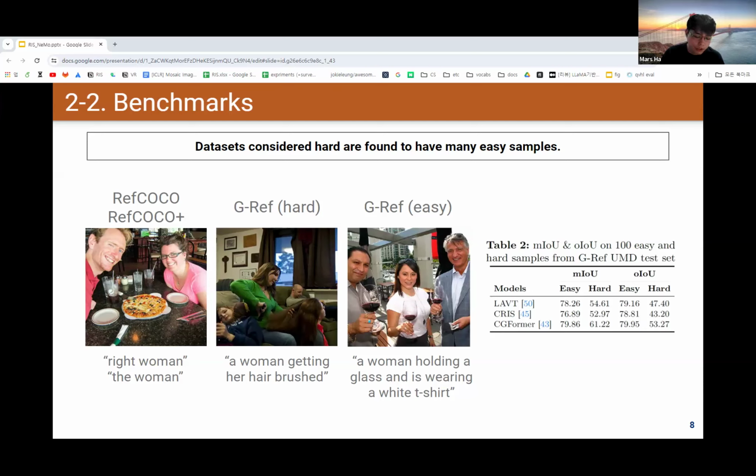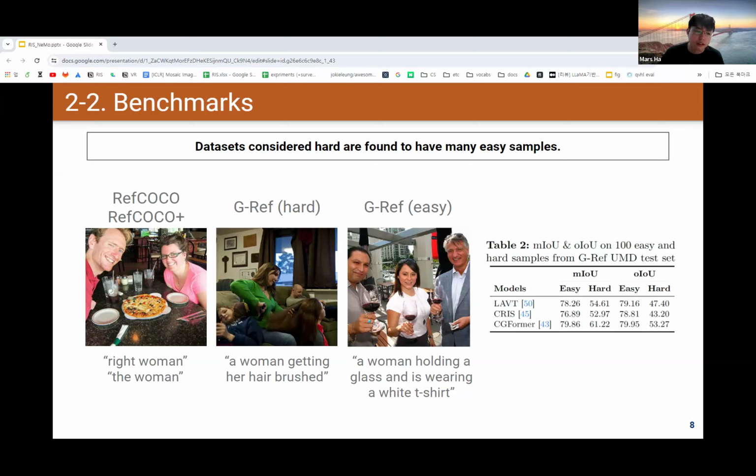On the other hand, gRef, or sometimes called RefCOCOg, is considered the hardest one among the three, as it contains longer sentences, as seen in the middle figure, expecting that the samples are challenging enough to give a model a capability to discern the right target from similar objects by capturing hints in the sentence.